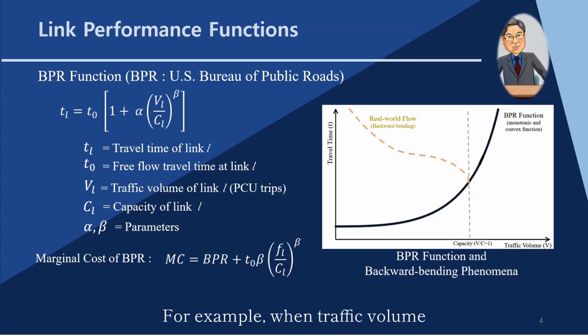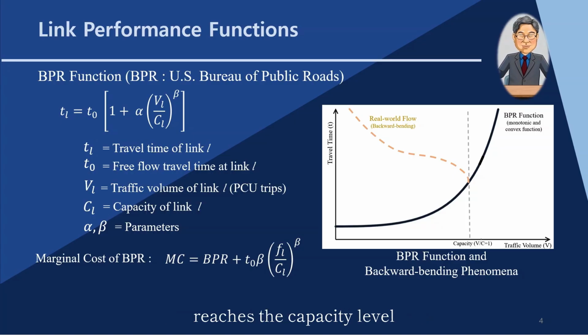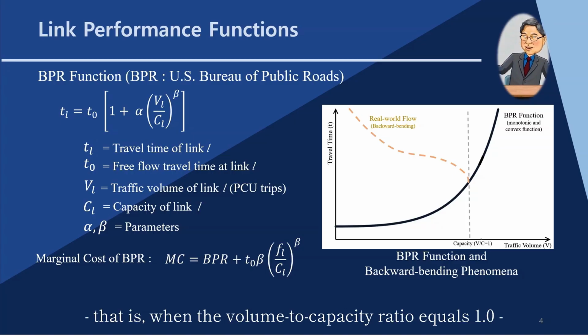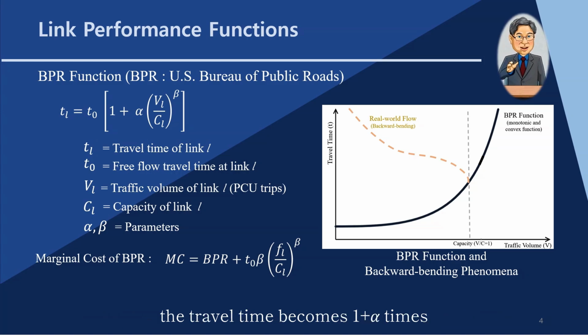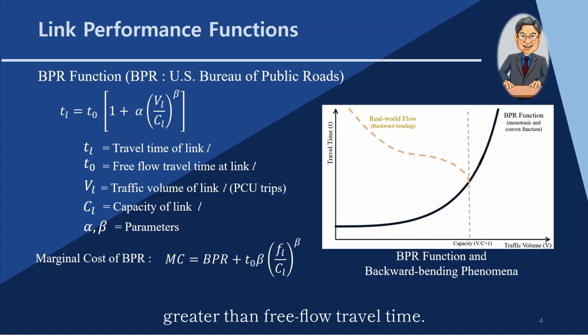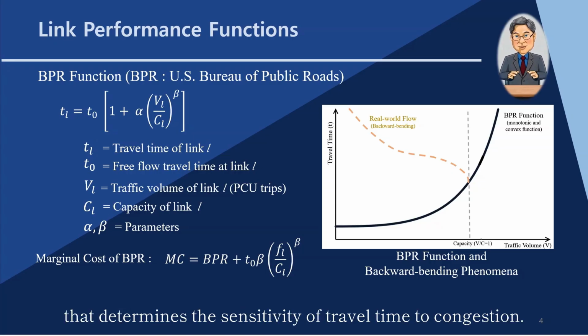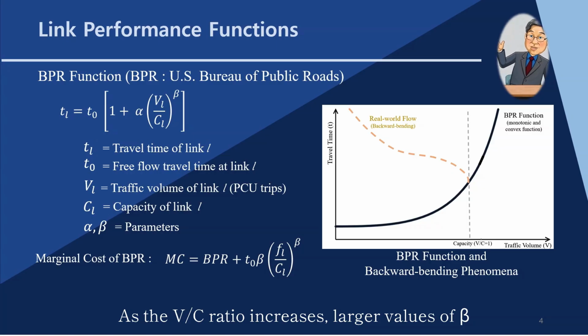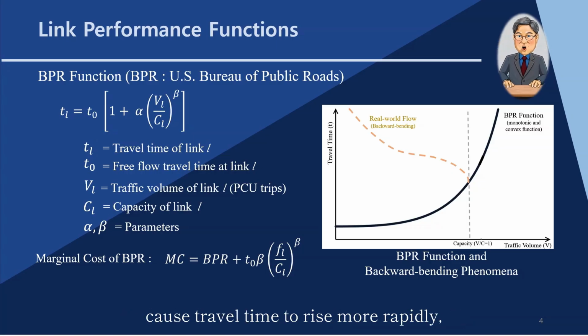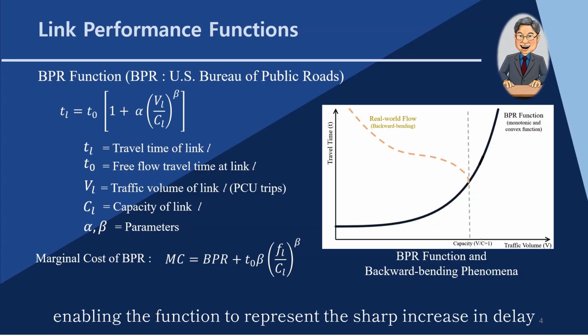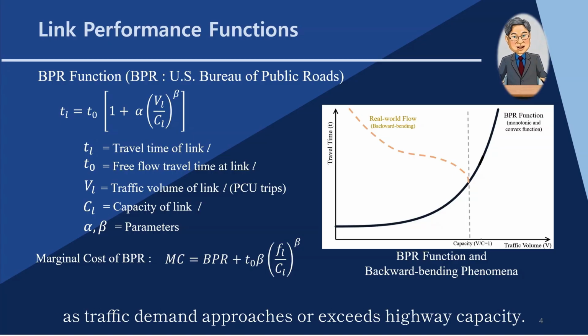For example, when traffic volume reaches the capacity level, that is, when the volume to capacity ratio equals 1.0, the travel time becomes 1 plus alpha times greater than free flow travel time. The parameter beta is an exponential parameter that determines the sensitivity of travel time to congestion. As the VC ratio increases, larger values of beta cause travel time to rise more rapidly, enabling the function to represent the sharp increase in delay as traffic demand approaches or exceeds highway capacity.